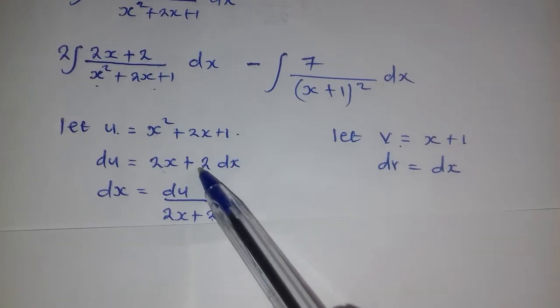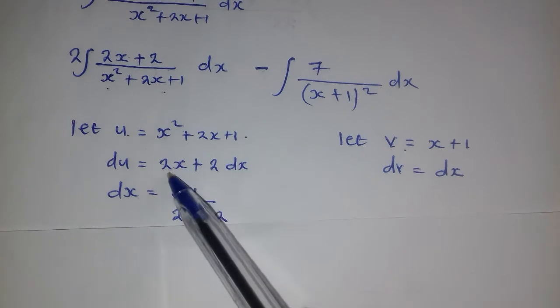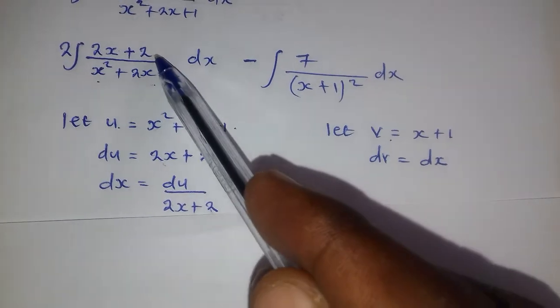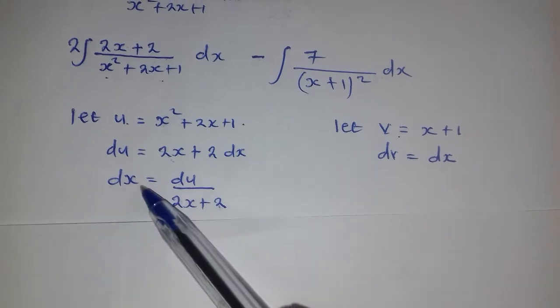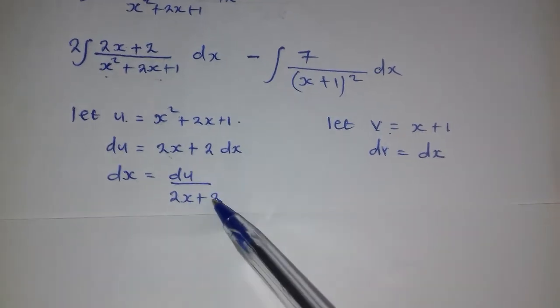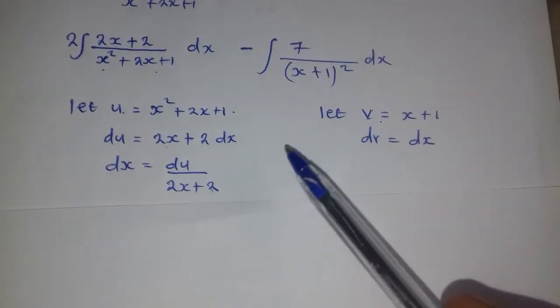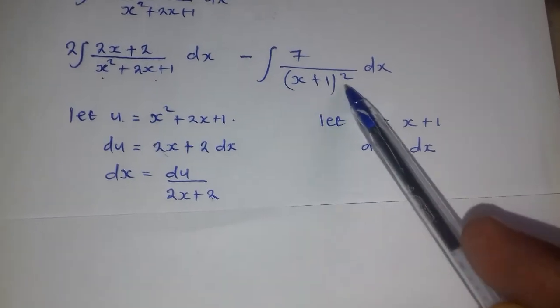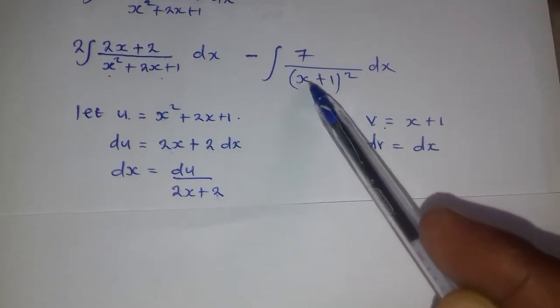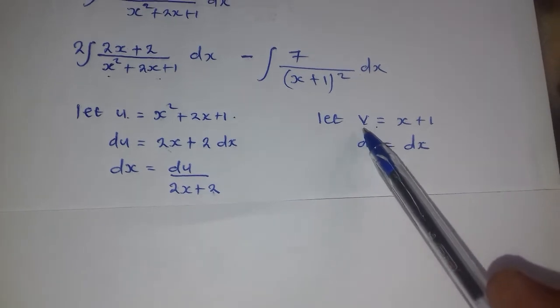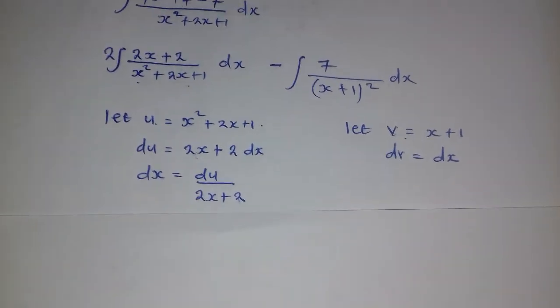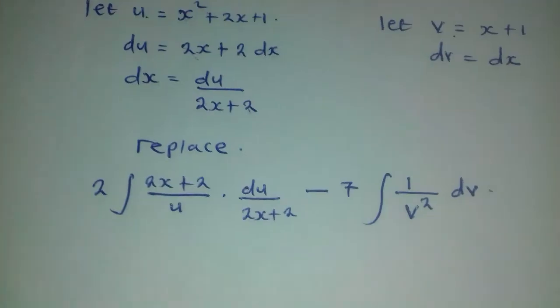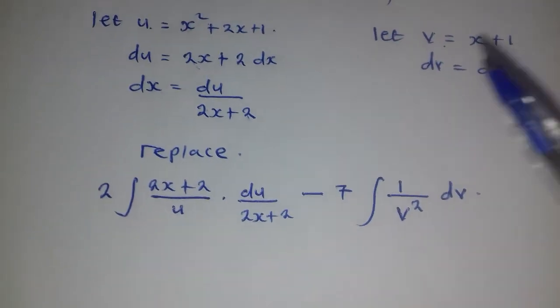Wow! This is very interesting. Why? Because 2x plus 2, we have it there as the numerator. So when you make dx the subject of the formula, you get dx is equal to du upon 2x plus 2. Alright, now this part, we have this one, and we are going to say let whatever is in the brackets be equal to v. When you differentiate v, you still get dx. Now what is the next step? We replace. How do we do that?